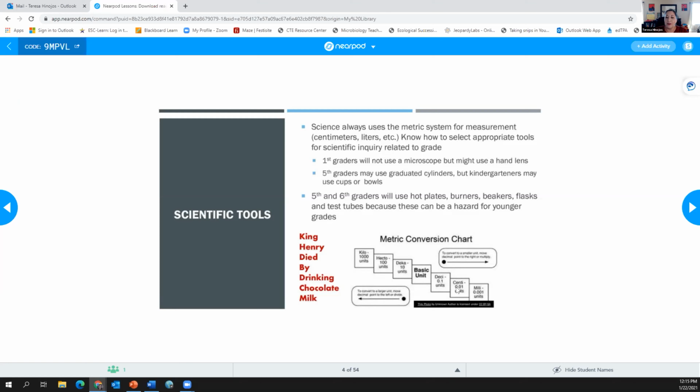And that would go for anything, right? There's meters, there's liters, there's grams, and they all use those same prefixes. So you can convert anything just by memorizing this mnemonic device.